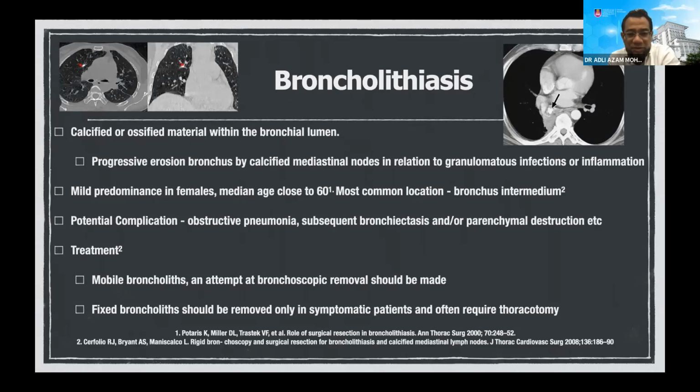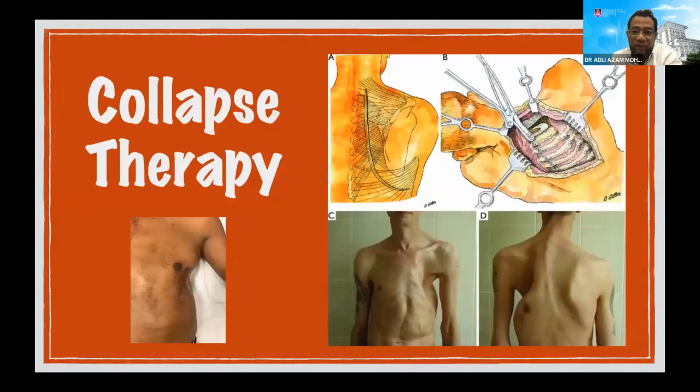Mild predominance in female, median age close to 60 years old. The most common location is bronchus intermedius. Potential complications from this broncholithiasis can be obstructive pneumonia, subsequent bronchiectasis, and parenchymal destruction. Treatment-wise, if it is a mobile broncholith, bronchoscopic removal should be made as the first intervention. Unless it's fixed, a broncholith should be removed only in symptomatic patients and often requires thoracotomy.